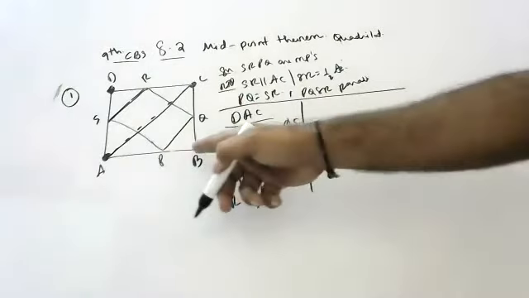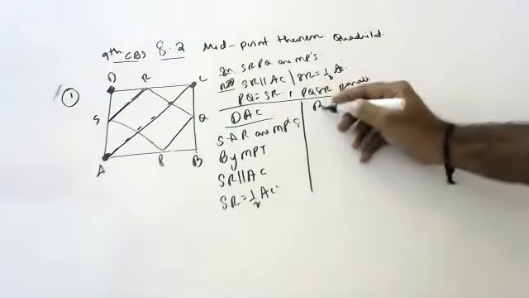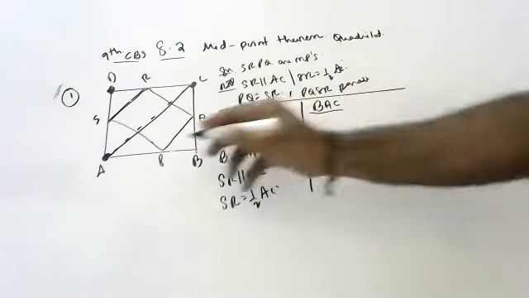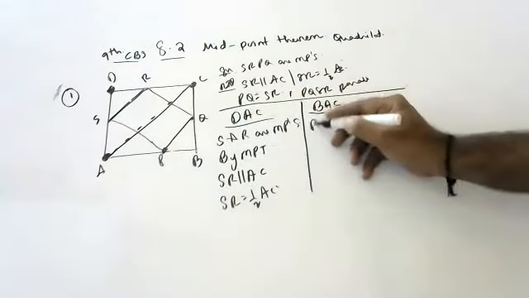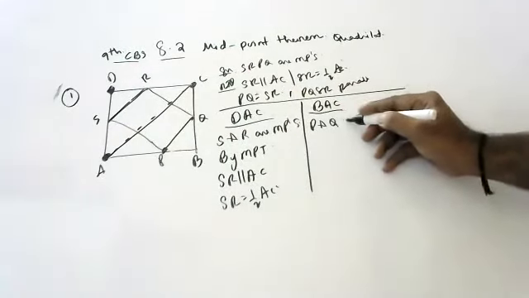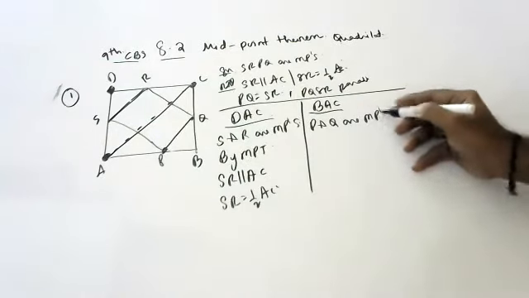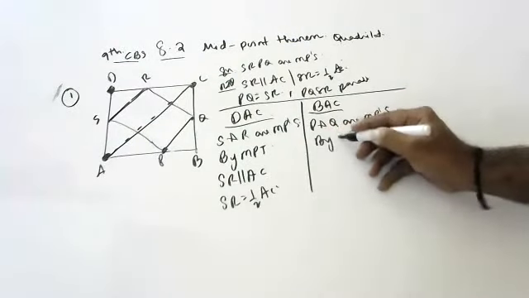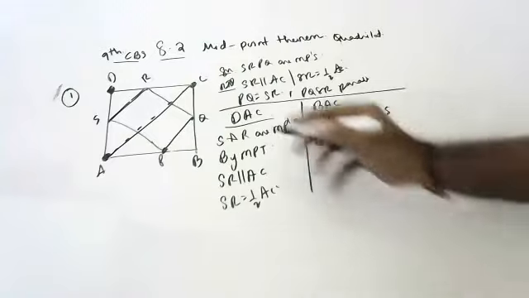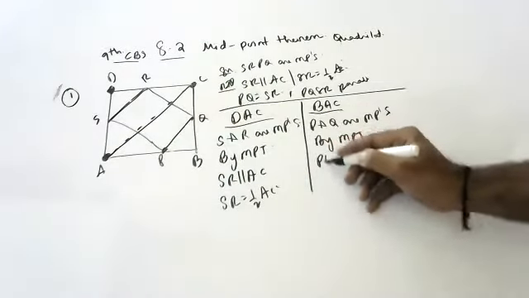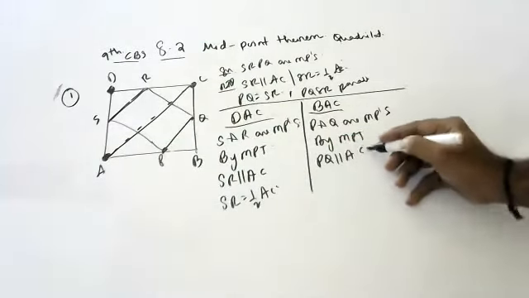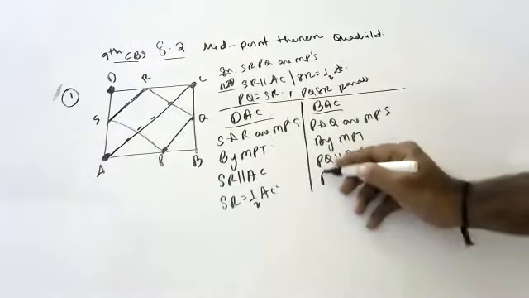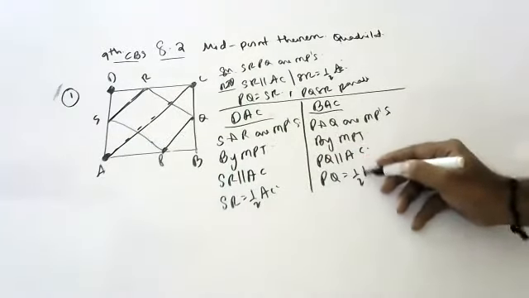In the same way, in triangle BAC, Vikram, tell me, what happens in BAC? P and Q are midpoints. Since P and Q are midpoints, by the midpoint theorem, PQ is parallel to AC and PQ is half of AC.